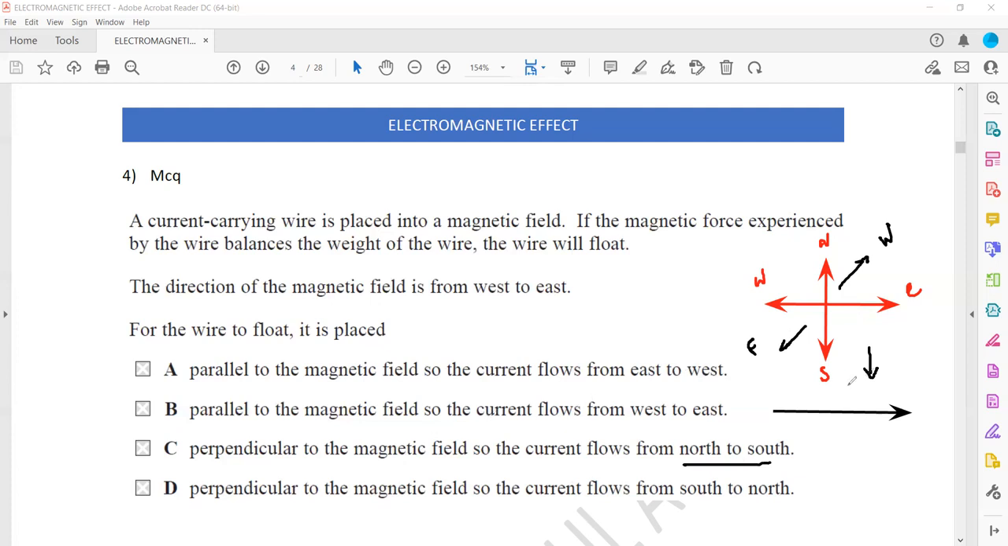So if the magnetic field is from west to east, the index finger is pointing towards east, and the direction of the current is from north to south, like downward. So this is the direction of the current, this is the direction of the field. Where the thumb is pointing, your thumb will point outward. So if your thumb is pointing outward, that will balance the weight, which is the inward force. So this will cause the wire to float.